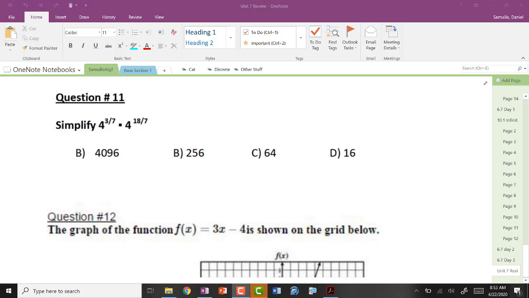All right, continuing on. So we'll go with finishing up the key here. So pages 3, 4, and 5. All right, so we got rational exponents and we are multiplying with the same base.